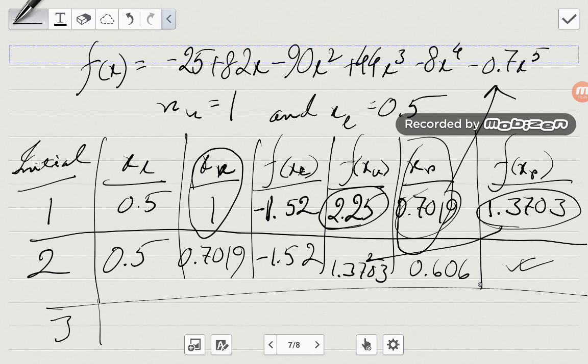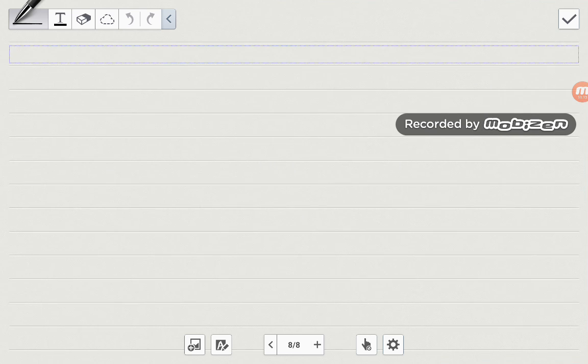If this time it were, for some sake, say a negative value, then we'd have to replace xl over here because f of xl is negative. But if it was still a positive value, then we'd have to replace xu again, and we'd continue with this iteration until we were satisfied that we got an accurate enough value.